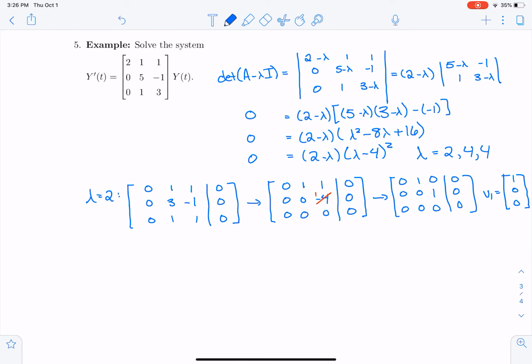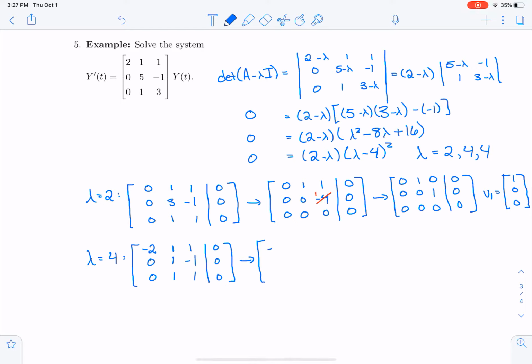Now I can look at when lambda is equal to 4. Plug that in for my matrix here. So I'm going to get negative 2, 1, 1, then 0, 5 minus 4 is 1, negative 1, and then finally 0, 1, 1. Put zeros on the right-hand side here. Now I need to row reduce. So I still get a negative 2, 1, 1, and the right-hand side of 0.